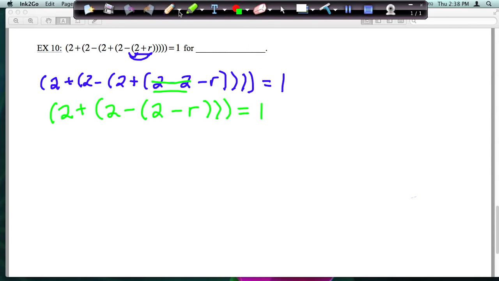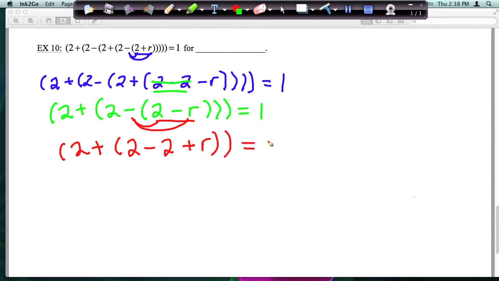Okay, so we're going to do the same thing. Let's go to a new color. And inside my parentheses here, no like terms, so I'm going to have to do the same thing again. I have a negative outside my parentheses, and I'm going to need to distribute it through the parentheses. So again, rewrite everything else. 2 plus 2. Now I'm going to distribute. -1 times 2 is -2. -1 times -r is a positive r. And now I have 2 parentheses I need to close. Equals 1.